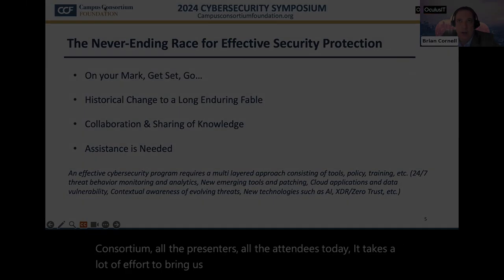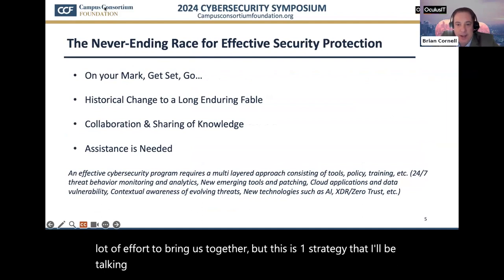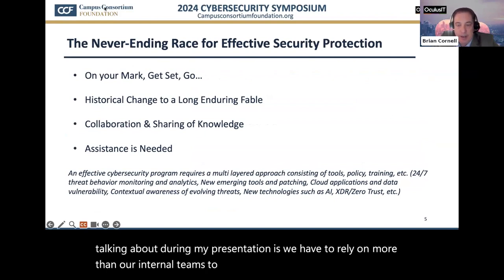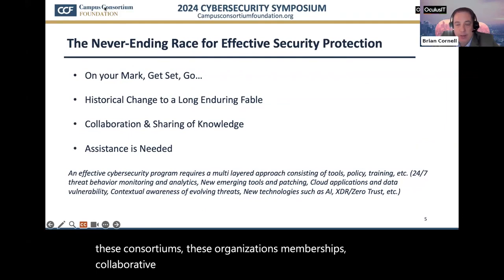This is one strategy that I'll be talking about during my presentation: we have to rely on more than our internal teams to stay ahead of this. We have to rely on these consortiums, these organizations, memberships, collaborative partnerships, whatever we can do to keep our environment safe and secure, we have to do it.